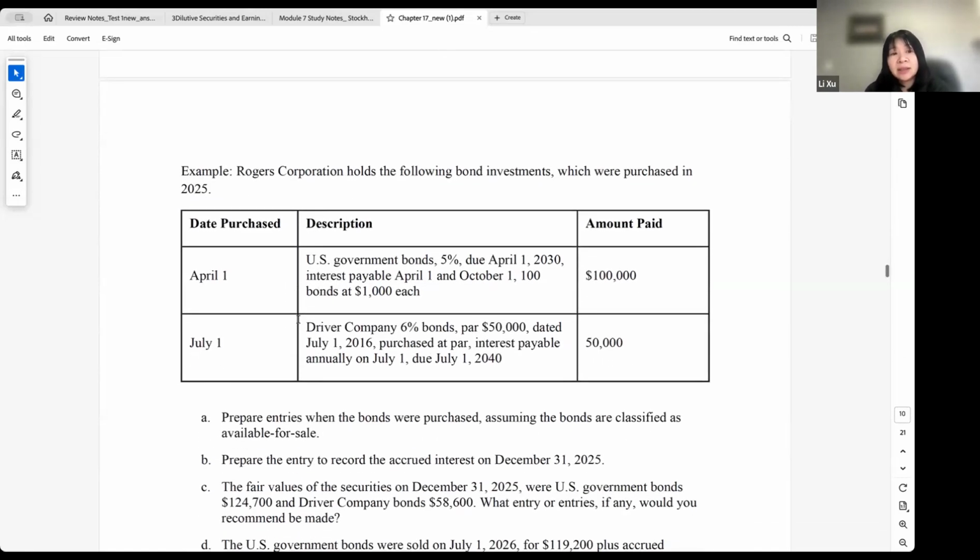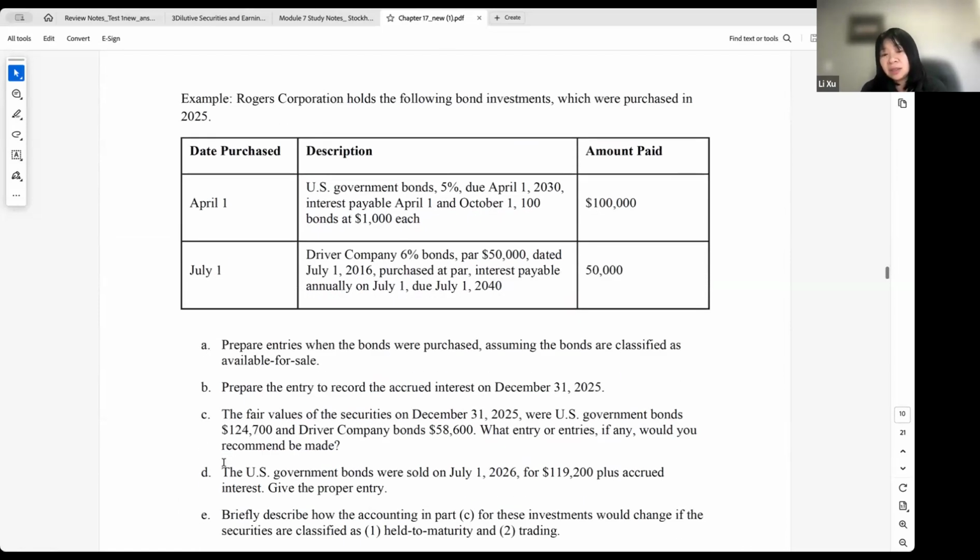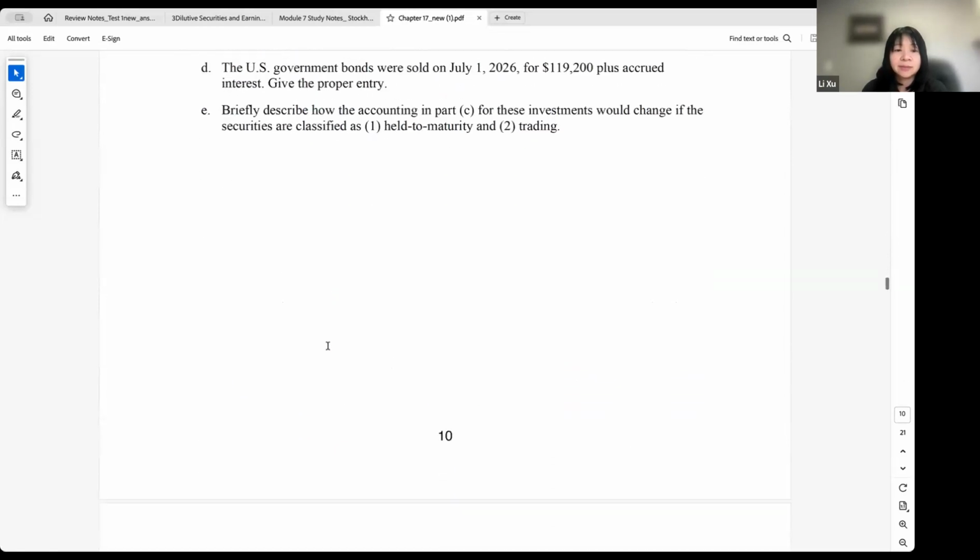But what we might test is the next example, like this Rogers Corporation. This is a decent difficulty. If you want to see how difficult it is going to be, I would say this Rogers Corporation is a good measurement of how difficult this chapter is going to be tested.